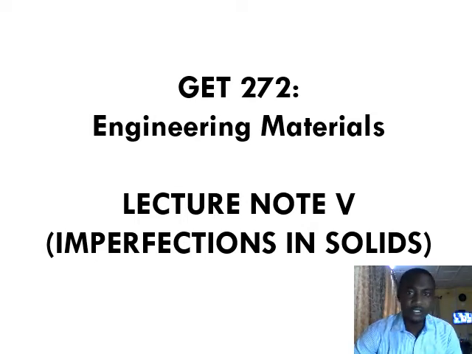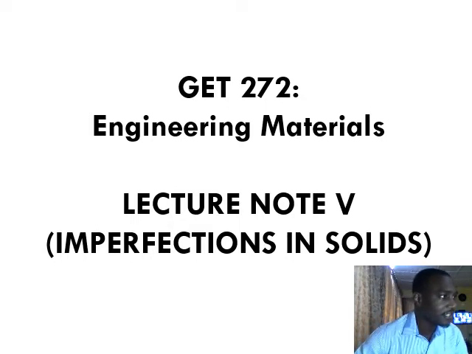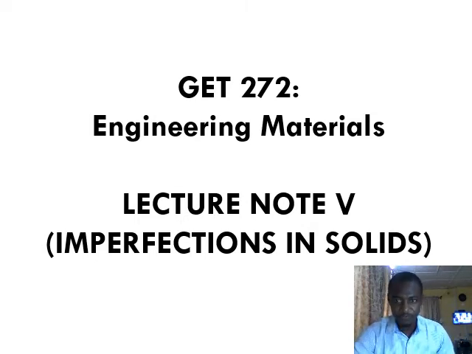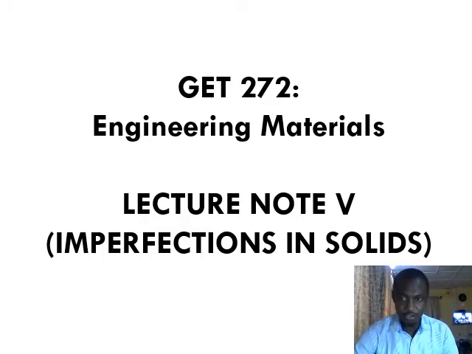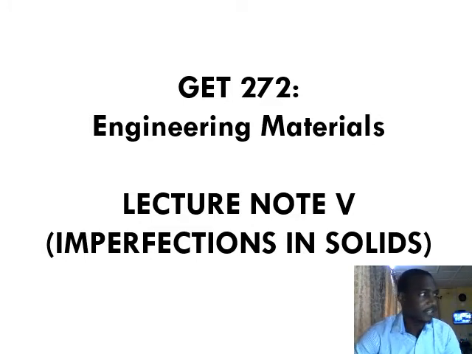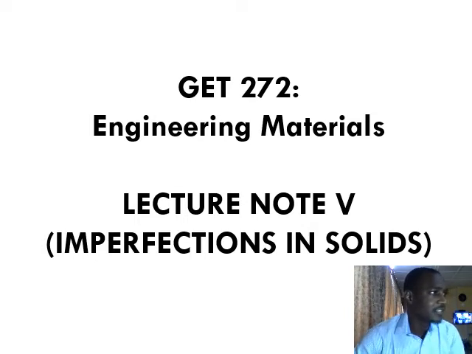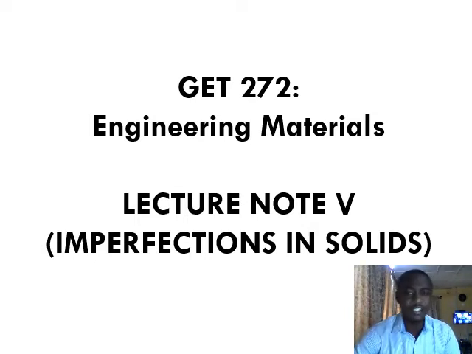So the lecture 5 is titled Imperfection in Solids. I know I have introduced this particular lecture before now, but I will still take my time to take you through the introduction of this lecture. If you recall, I mentioned to you that there is no such thing as a perfect material. So imperfection is part and parcel of materials. What is important is how this imperfection can be of positive impact on the materials. So you will remember that I mentioned to you that the properties of materials are generally influenced by the imperfections that are present in them.